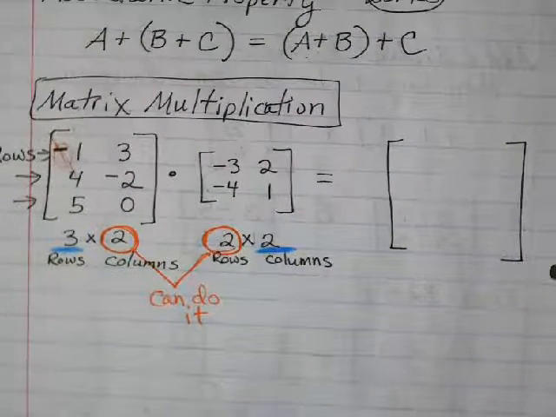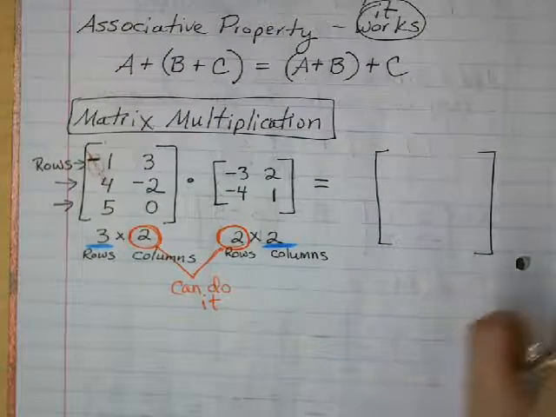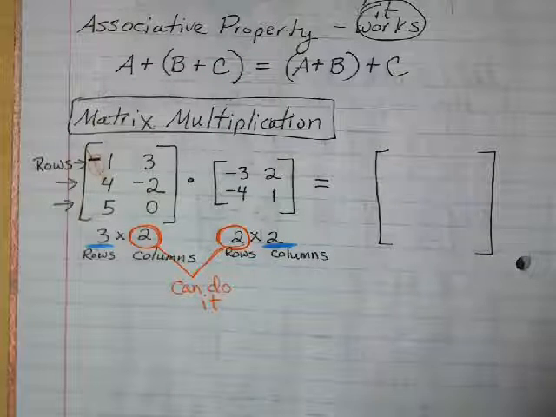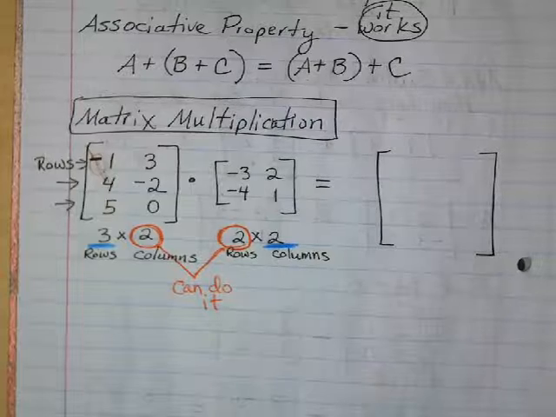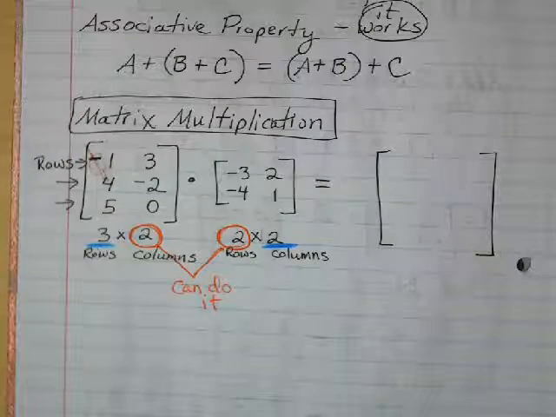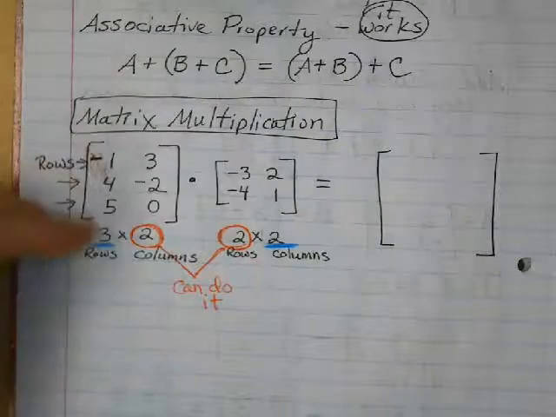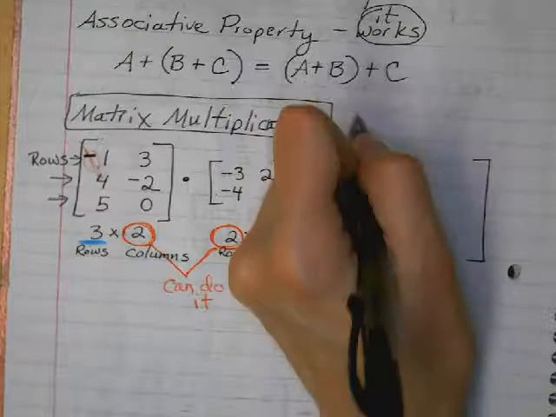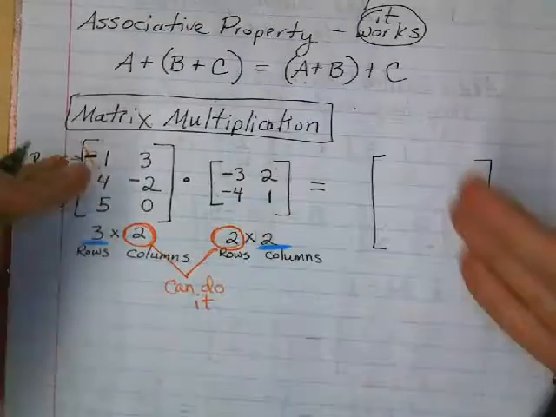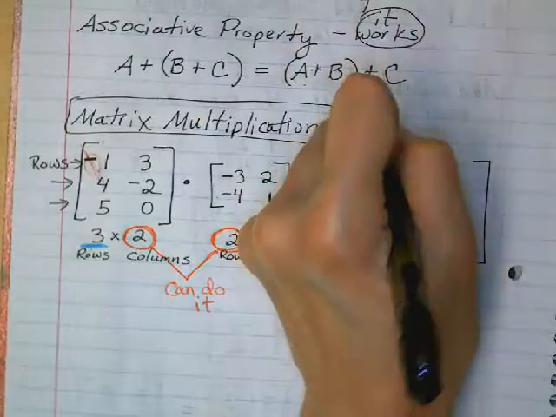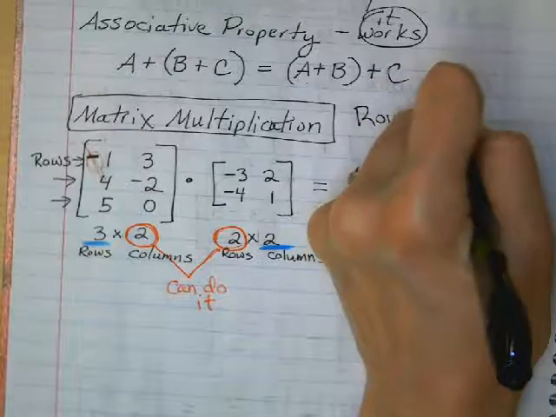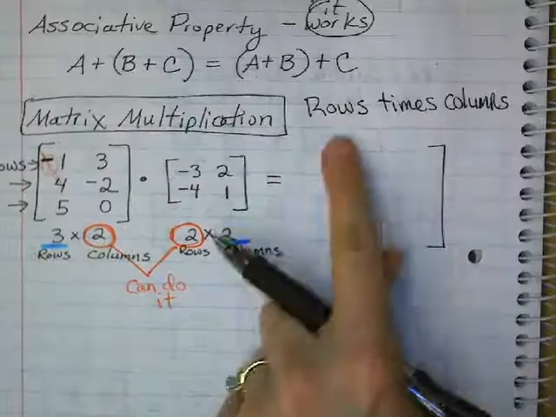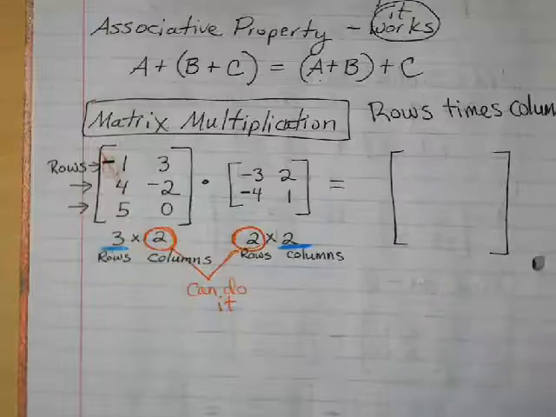All right, so now let's get to it and show you how to do this. I brought some colored pencils today because it's kind of tricky. To do matrix multiplication, you have to take the rows over here. You have to take rows times columns in the other one. I'm trying to write it up here at the top. Rows times columns. So I'll try to use colors.